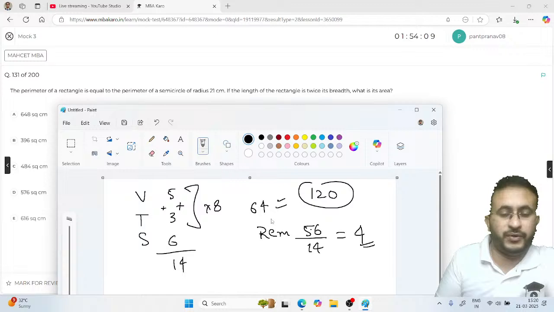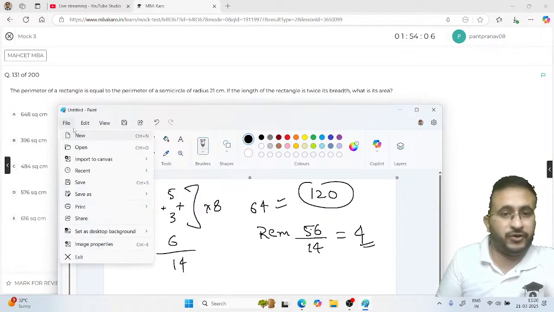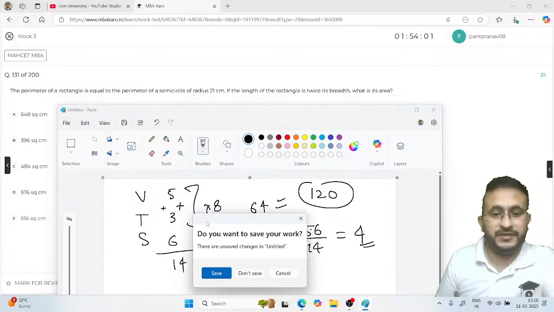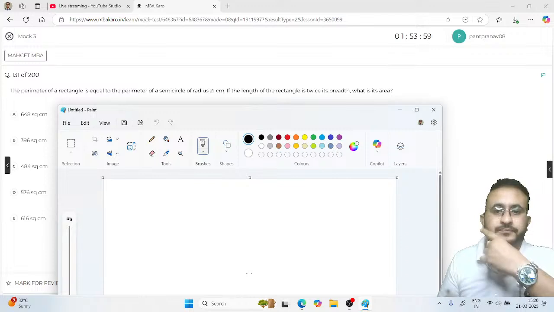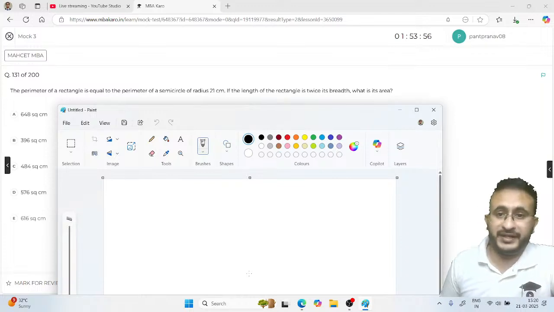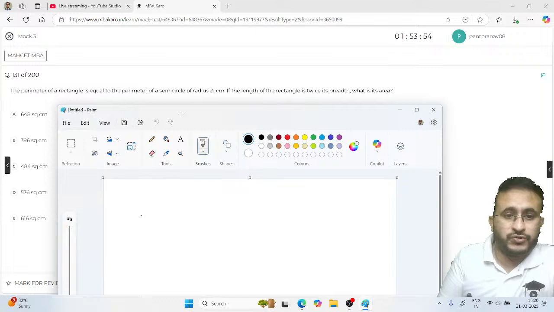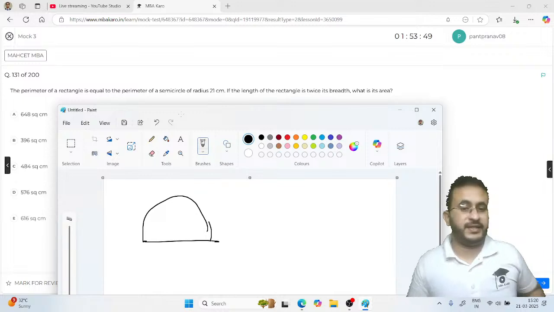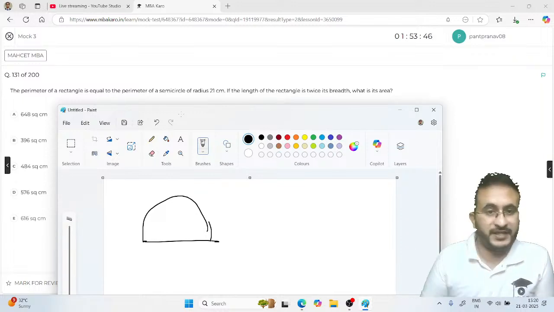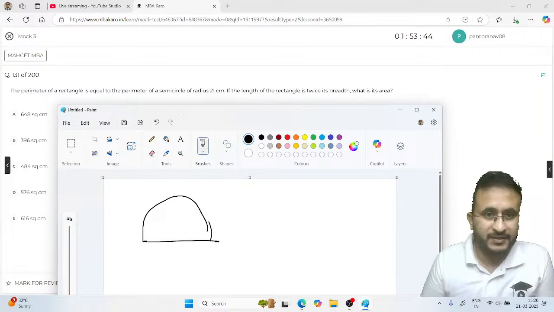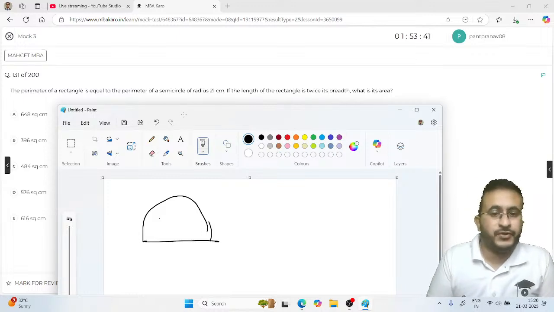Perimeter of a rectangle is equal to perimeter of a semicircle of radius 21 centimeter. We need to find the length of rectangle is twice its breadth. What is its area? So semicircle का perimeter होता है. For a circle, it is saying circumference, right? Perimeter basically, not the area. So for a circle, it is 2 pi r. This portion is pi r, and this portion is 2 r. So pi r plus 2 r.